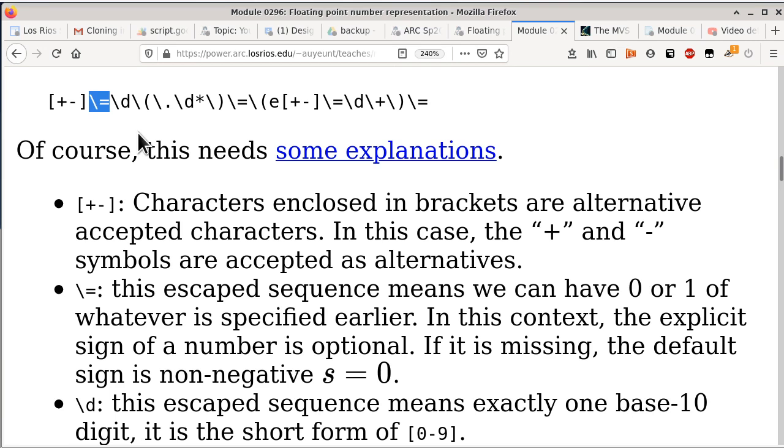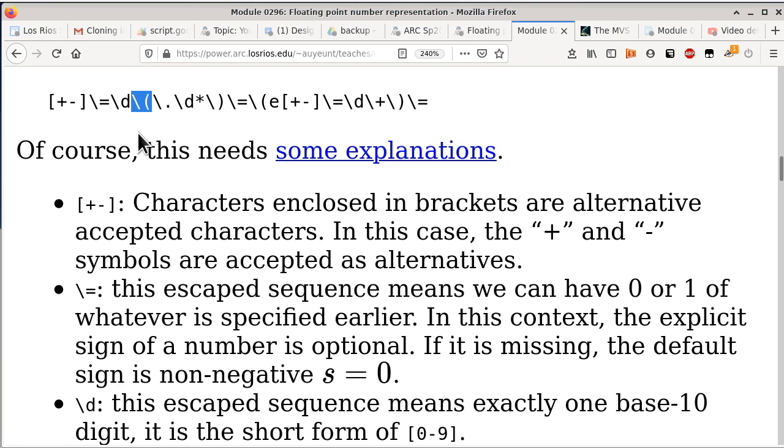We good? Okay? So what is after that? After that is a backslash D. So what does that mean, backslash D? Backslash D simply means it's a base 10 digit. It can be 0, 1, all the way up to 9. Okay?